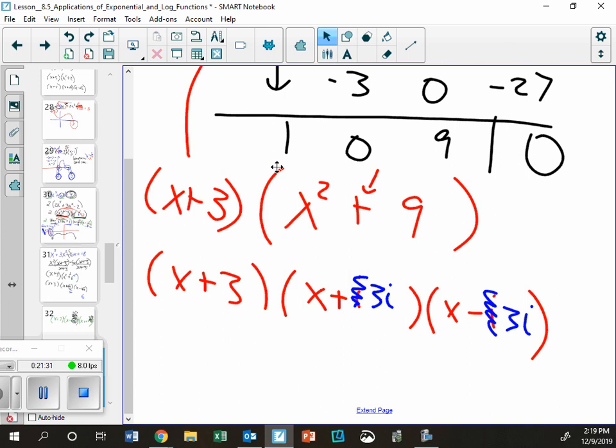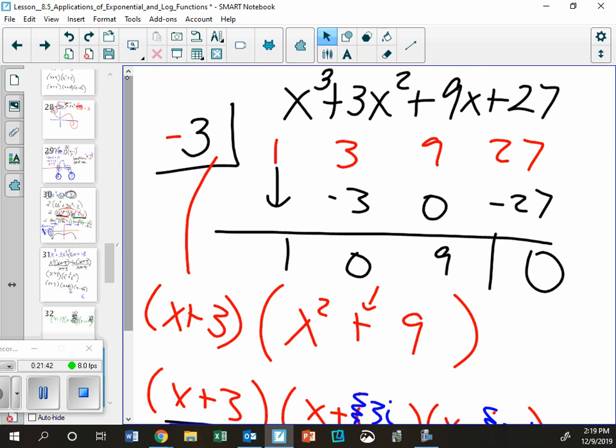Okay, there we go. How many real roots did it have? 1. This one's the real one. How many imaginary roots did it have? 2. Total of 3 roots. Notice a 3 up here.